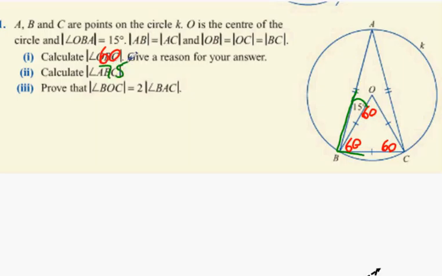Prove that BOC is double BAC. So I just don't get why that's 75. Because it tells me it's 15. And we calculate that as an equilateral triangle, that's 60. Okay, yeah. So we just added them together.